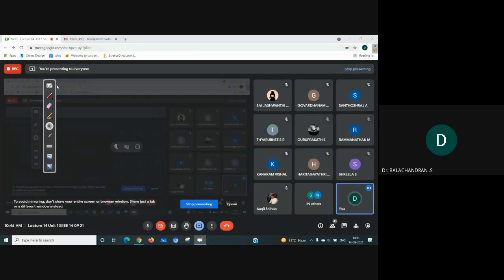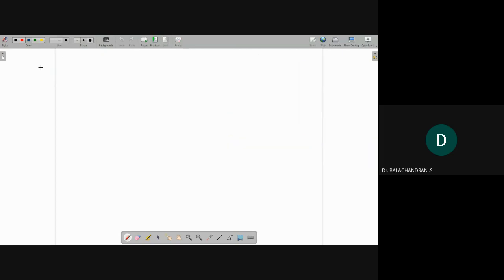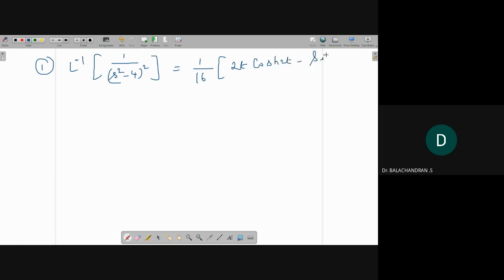Now time is nearly over, so I'll give some practice problems, so you can try. First problem: L inverse of 1 by (s square minus 4) whole square. What is the idea here? You need to multiply and divide by s. So the final answer is 2t into cos h 2t minus sin h 2t.